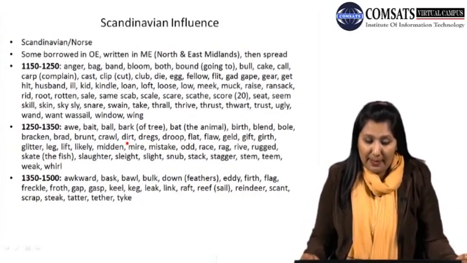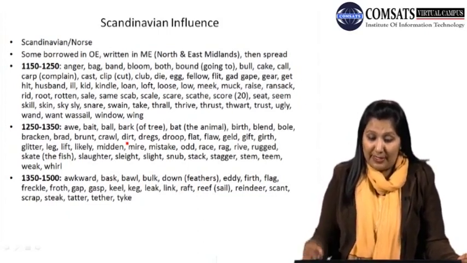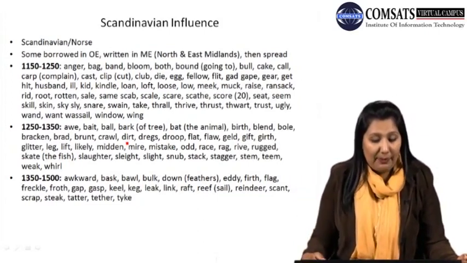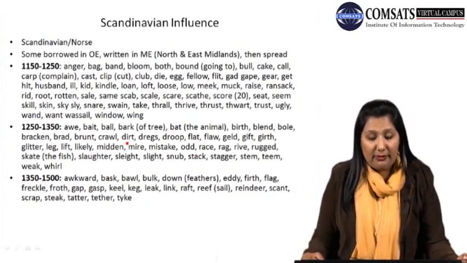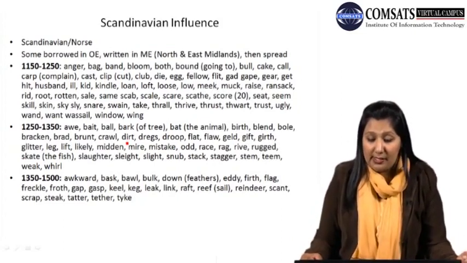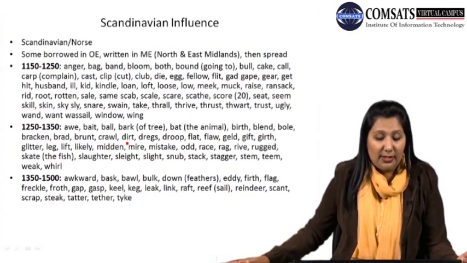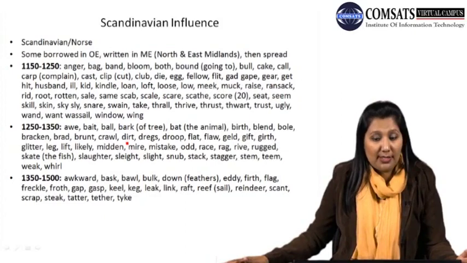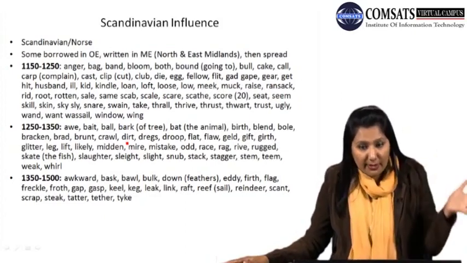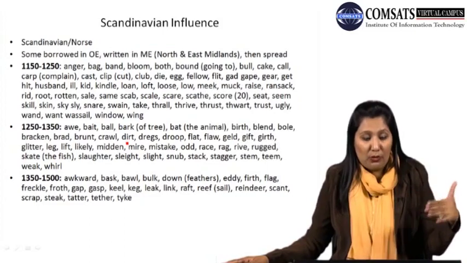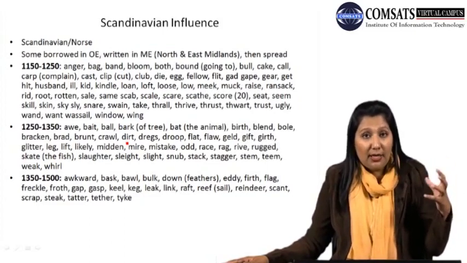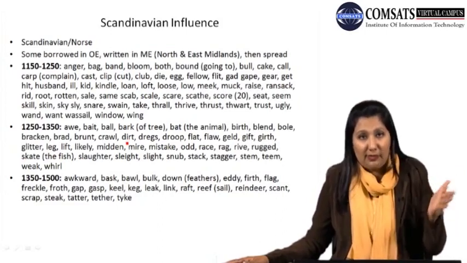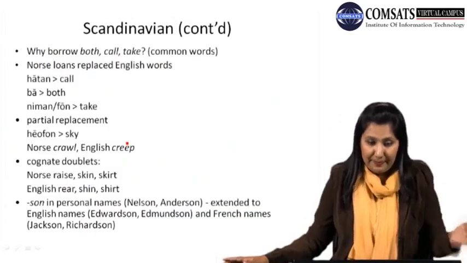For example, awkward, bask, ball, bulk, down. Down refers to the feathers. Eddy, firth, flag, freckle, froth, gap, gasp, keel, keg, leak, link, raft, reef, reindeer, scant, scrap, stake, tatter, teether, and tyke. This is a huge amount of vocabulary, as you have noticed. It makes hundreds of words that were collected over almost 350 years, and these were all the influence of the Scandinavian language on the English language.